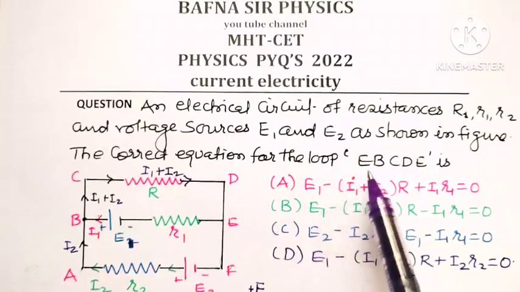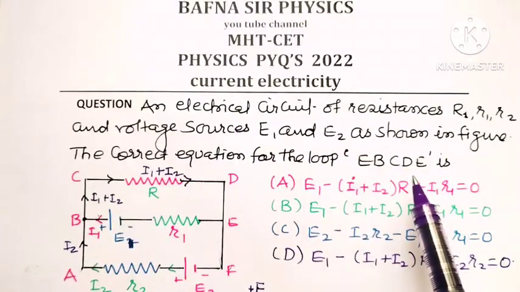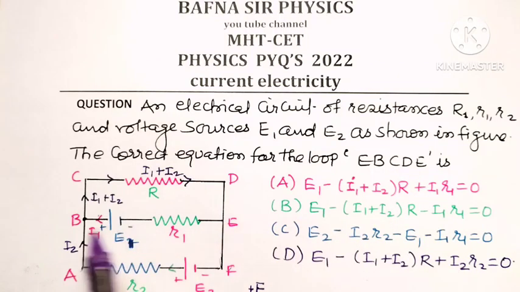So for the loop E, B, C, D, E, we first moved from E to B and wrote the EMF of cell E1 with a positive sign, because within the cell we are moving from negative towards positive. Now between B and C, there is no source of EMF and no resistance, so leave it.